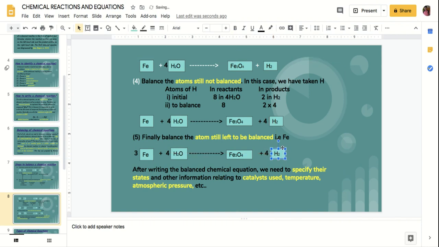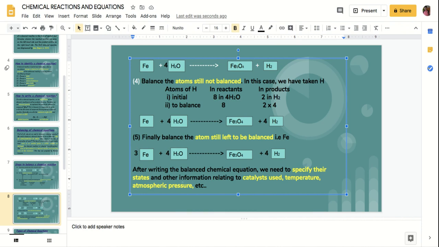Here you can see on the product side there are already 3 atoms of Fe, and on the reactant side we just need to write 3 into Fe. That will become 3Fe, 4H2O, Fe3O4, and 4H2. So what is the ratio? 3 is to 4 is to 1 is to 4. 3 4 1 4.